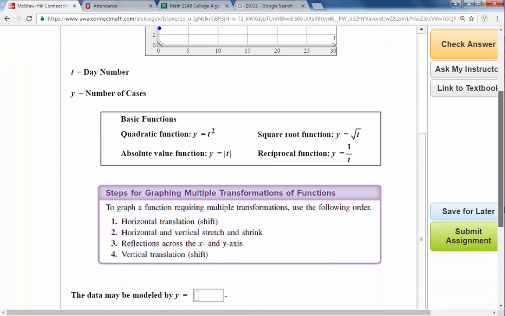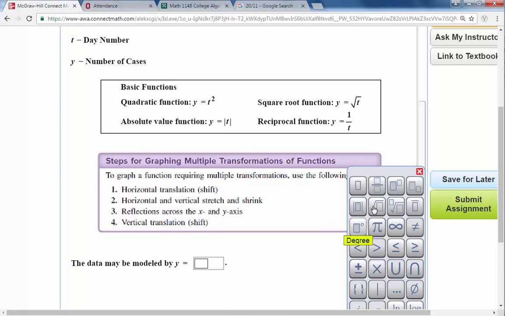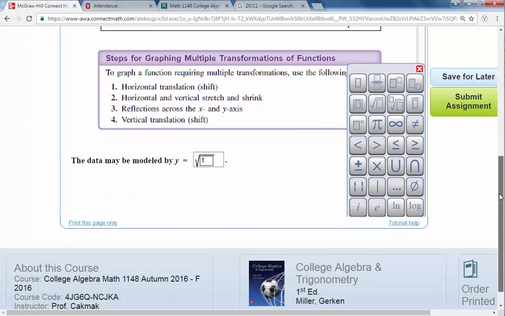This question was about it, and they gave you some sample basic functions. We already went with square root t. Square root t is the right model for this data.